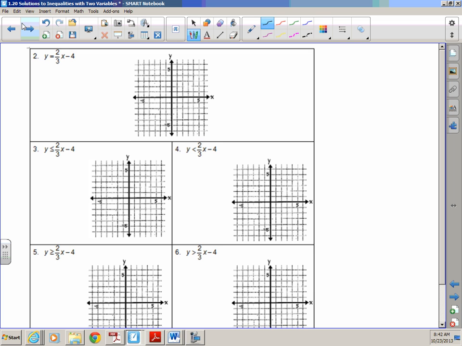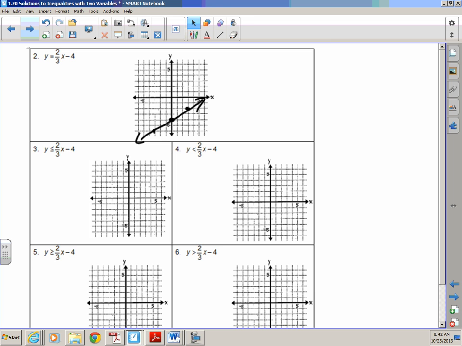Let's start by graphing an equality. The equality is y equals 2/3 x minus 4. You've learned how to graph these. It's in slope-intercept form. You graph the y-intercept of -4. You use the slope of 2/3 to go up 2 to the right 3. Okay? I draw my line, I draw my arrows, and I'm good.